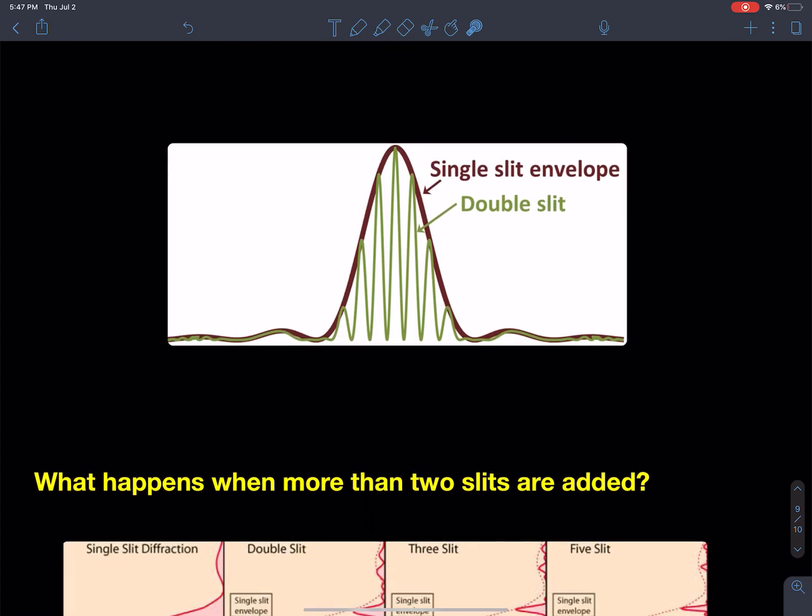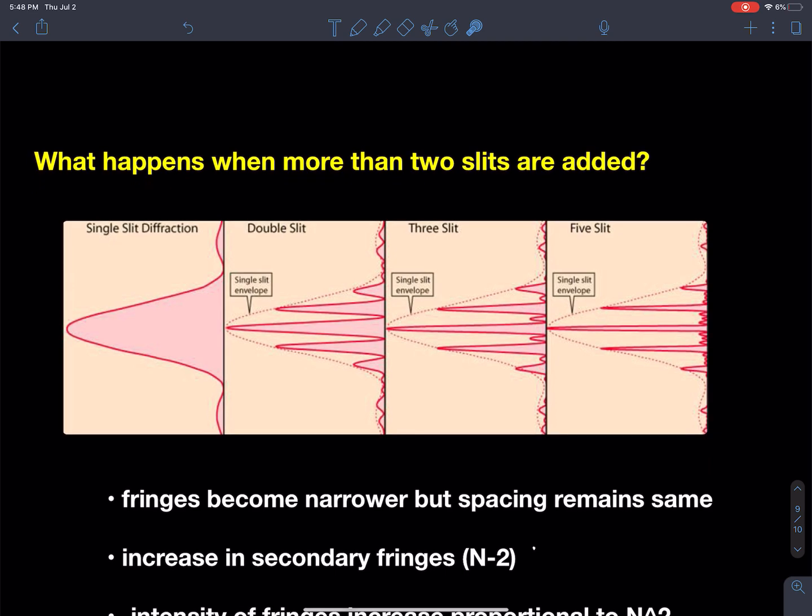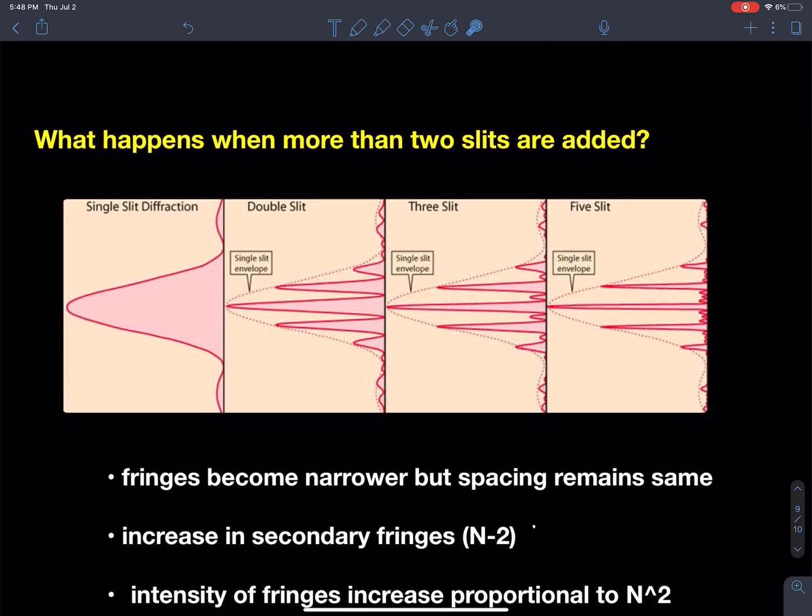All right. So what happens when we add more than two slits? So this was the single slit pattern. Here's the double slit, where we have our envelope and then a little bit more complex structure underneath it. And then as we add three slits, okay, I added another one. What I notice is that the fringes, and with four slits, these fringes here start to become narrower. And that's because you keep overlapping diffraction patterns.